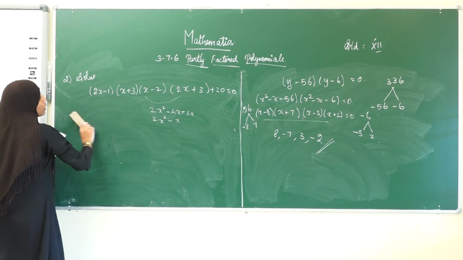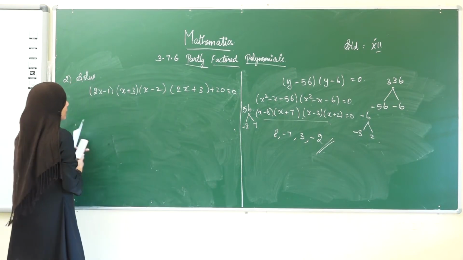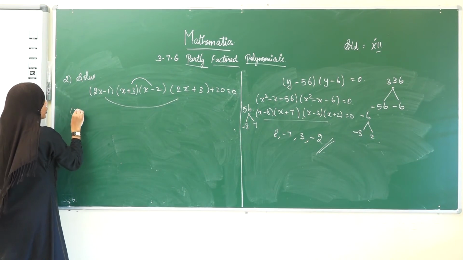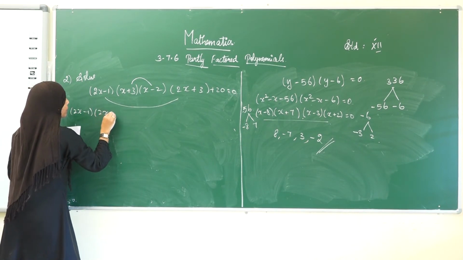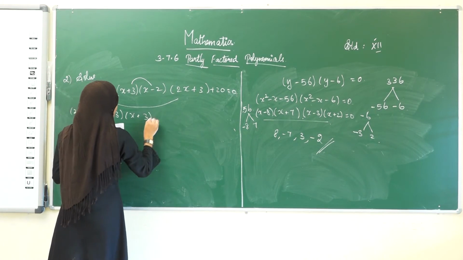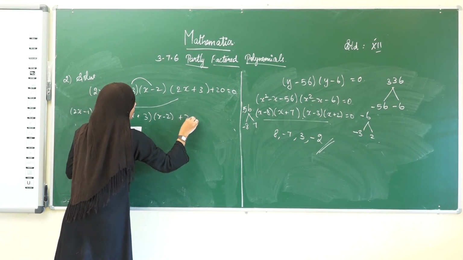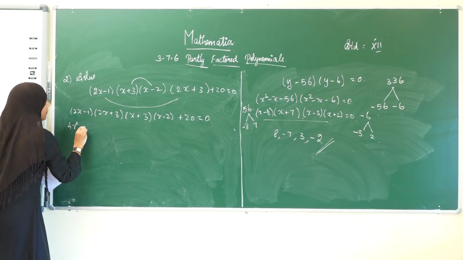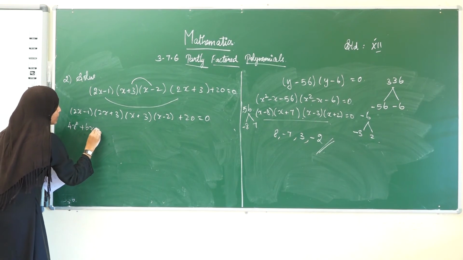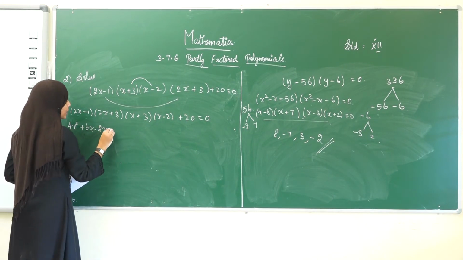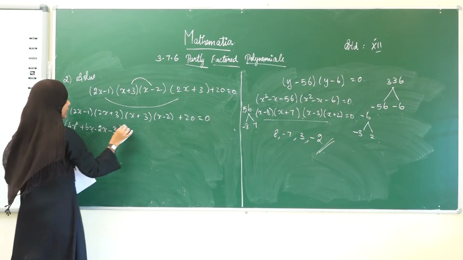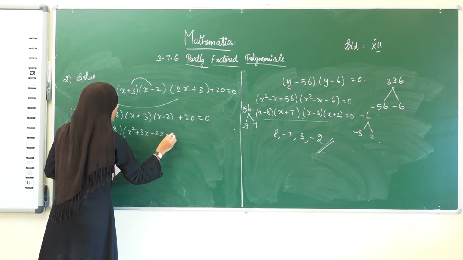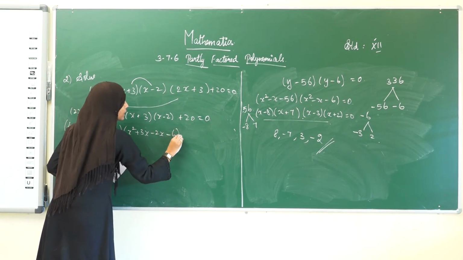Okay, so the pairs should not be like this. What we are going to do is pair these two terms and these two terms. That is (2x minus 1)(2x plus 3)(x plus 3)(x minus 2) plus 20 equal to 0. Let us multiply: 4x square plus 6x minus 2x minus 3, and then for this term, x square plus 3x minus 2x minus 6, plus 20 equal to 0.